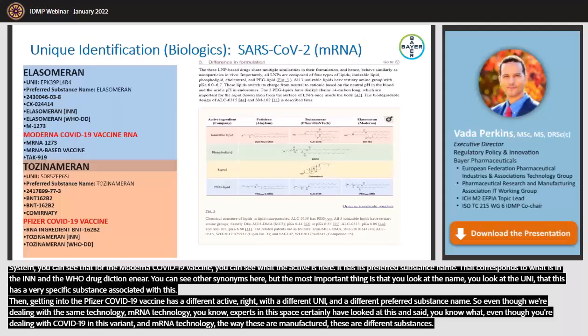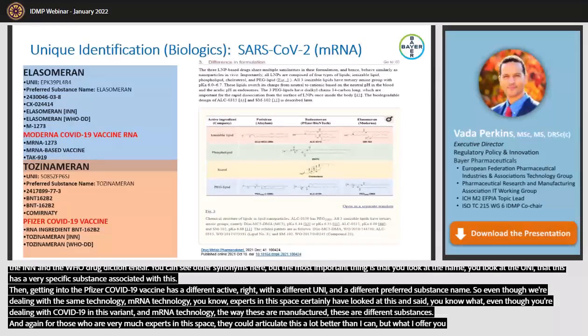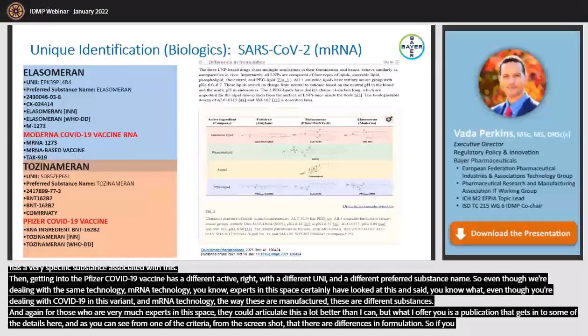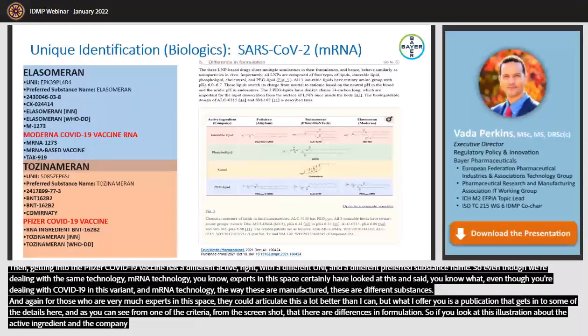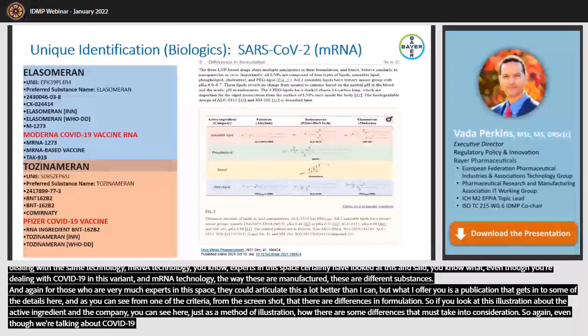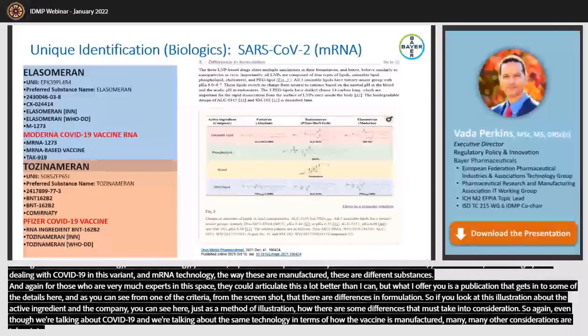And again, those who are very much experts in this space can articulate this a lot better than I can, but what I offer you is a publication that gets into some of the details here. As you can see from one of the criteria in the screenshot, there are differences in formulations. If you look at this illustration about the active ingredient and the company, you can see, as a method of illustration, how there are some differences that must be taken into consideration. So again, even though we're talking about COVID-19 and the same technology in terms of how the vaccine is manufactured, there are many other considerations to take into account for biologics in this space.